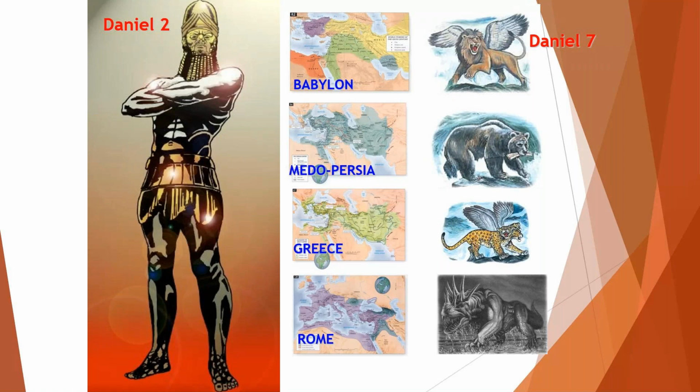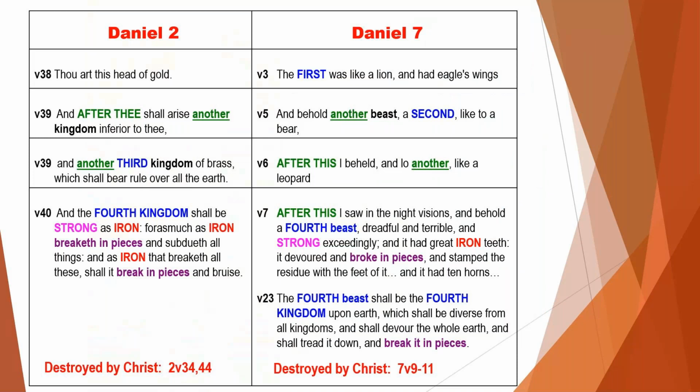Daniel 7 is how God sees it. God sees the kingdoms of men as wild beasts, less awesome than Nebuchadnezzar saw it. Just saying. So, head of gold, like the lion. The second kingdom was like a bear. Third kingdom of brass, another like the leopard.